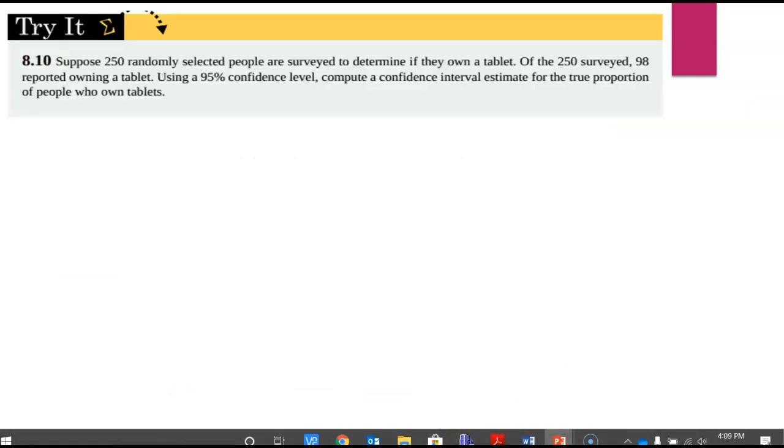Here's a try-it exercise for you to work through. So stop the video at this point, work through the exercise, and then start it again when you're ready to view the answer and check your work.